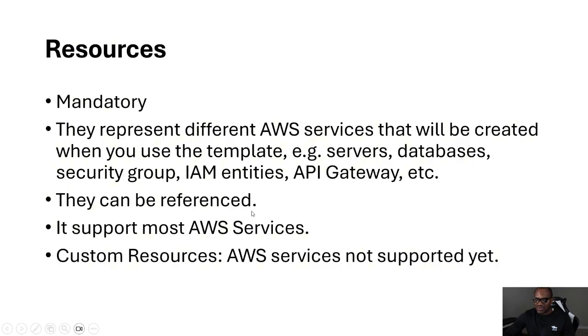So we have resources. Resources are the mandatory part of every template. They represent different AWS services that will be created. It can be a server, a database, a security group, or an API gateway. You can reference them in other resources that are being created. Most AWS services are supported in resources, and any that is not supported can be created using custom resources.